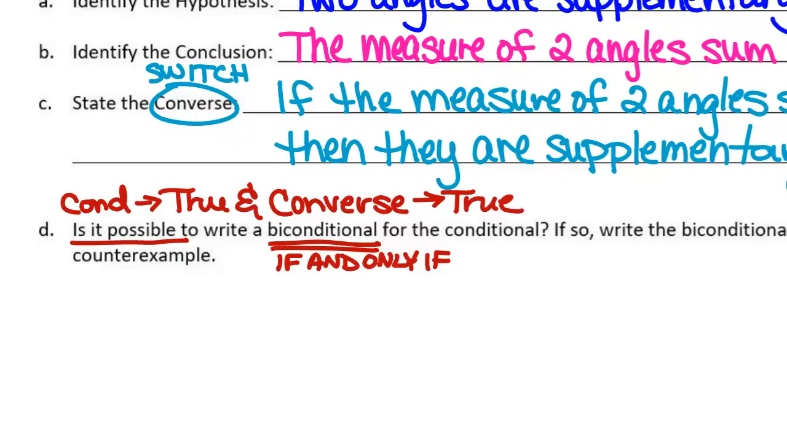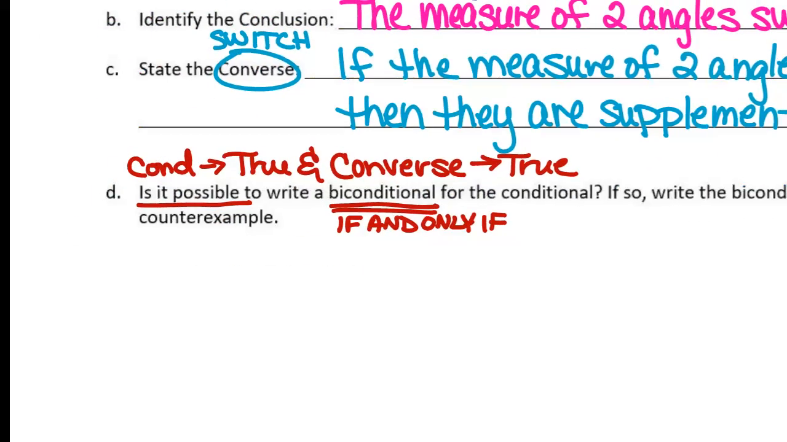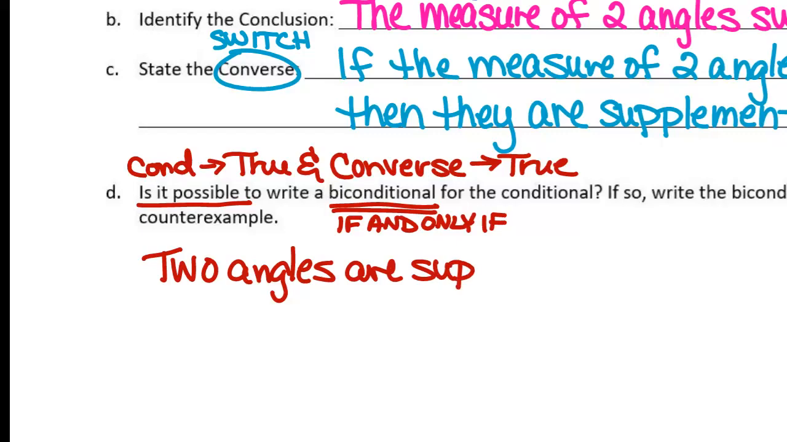We're not going to write the if at the beginning, so we're going to start with just a capital letter for the word that comes after if. So I'm going to use this one up here. We're going to say 2 angles are supplementary.